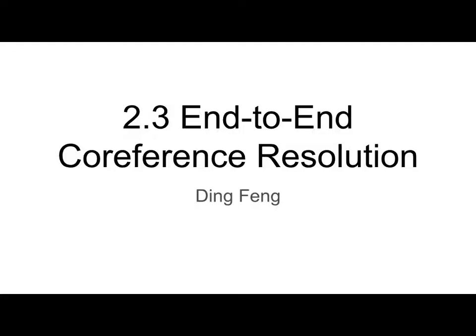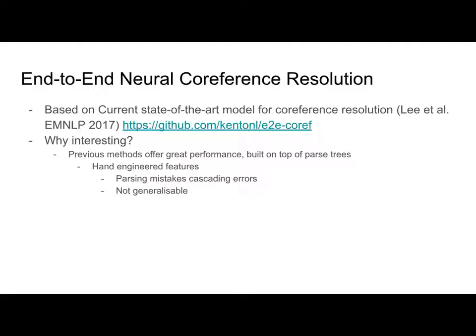Okay, so I'll be talking about end-to-end coreference resolution. This is the paper here. They claim that it's the first end-to-end model for coreference resolution. What end-to-end means is that from start to finish, it's handled with one network. So there's no pre-processing, there's no parsing and all. They have the GitHub link there.